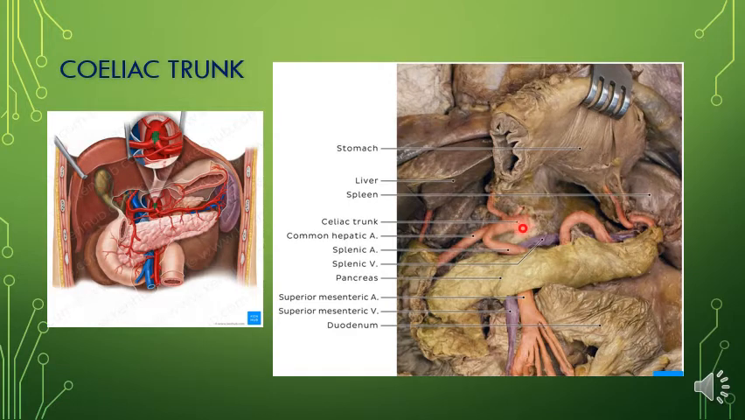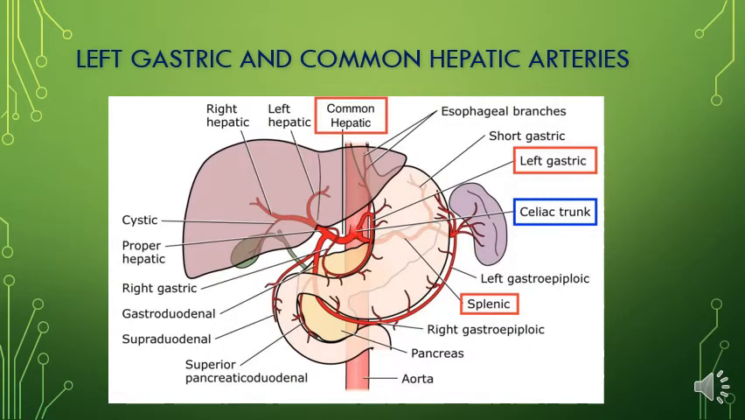This one is the celiac trunk here, and this space is called the lesser sac or the omental bursa. So the celiac trunk lies behind the lesser sac. Now, coming to each artery, we will see. Now this one is the celiac trunk here. This is left gastric, this is the splenic, and this is the common hepatic artery. Three branches of the celiac trunk.